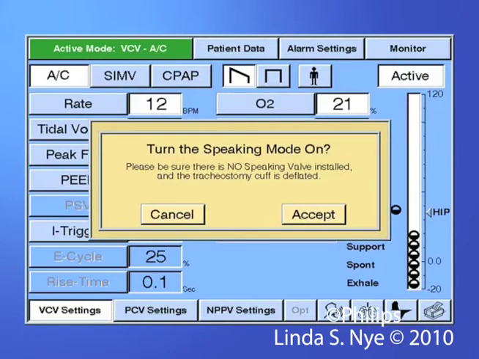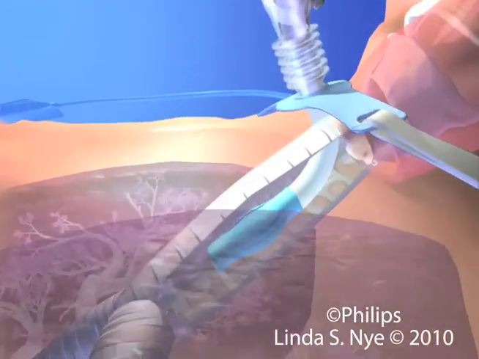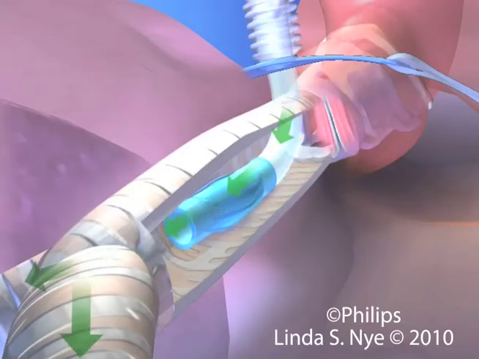If the mode is activated before the cuff is deflated, V200 will automatically detect the failure to deflate, alarm, and continue normal ventilation. With speaking mode engaged and the cuff deflated, gas enters the patient's lungs through the inspiratory limb of the circuit during inspiration.